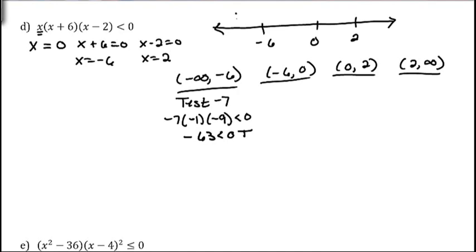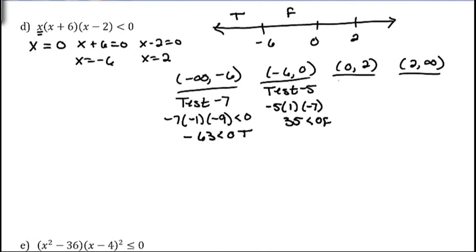And so that's true. And from negative 6 to 0, I'm going to test negative 5. And so we get negative 5 times negative 5 plus 6 is 1, and negative 5 minus 2 is negative 7. Multiply that out, that gives you positive 35, and that is not less than 0, so that's false.